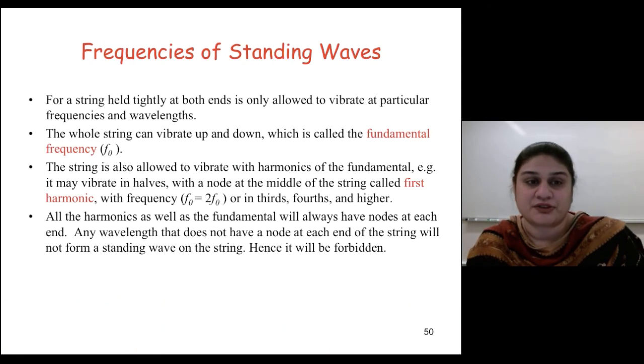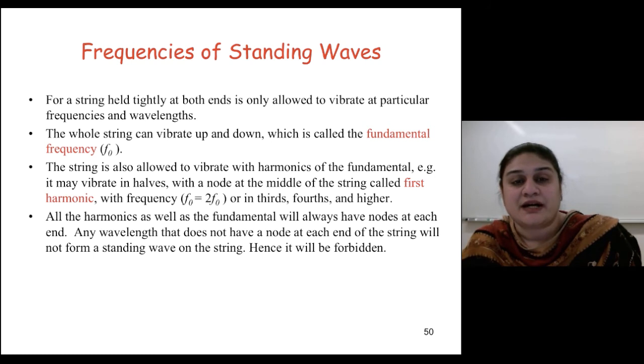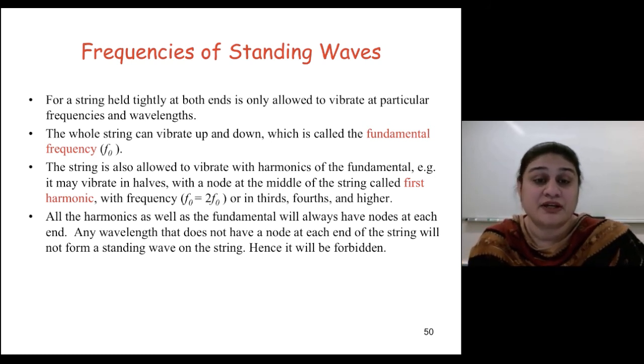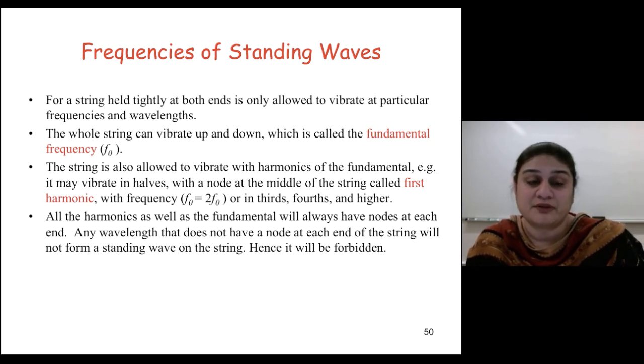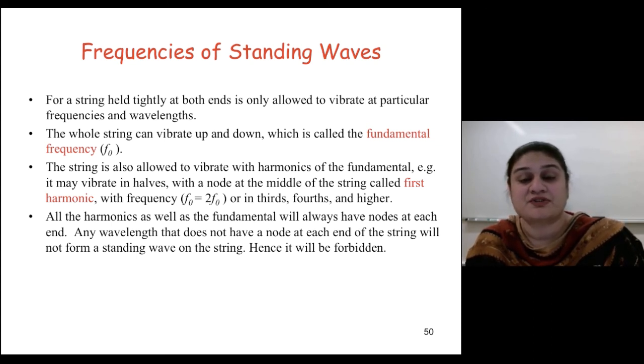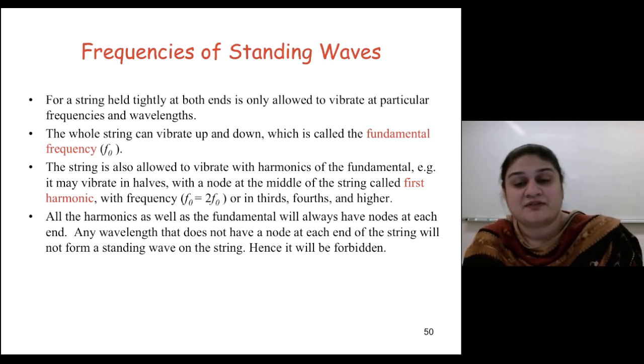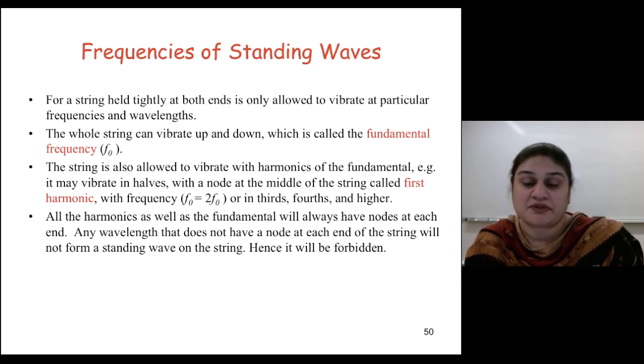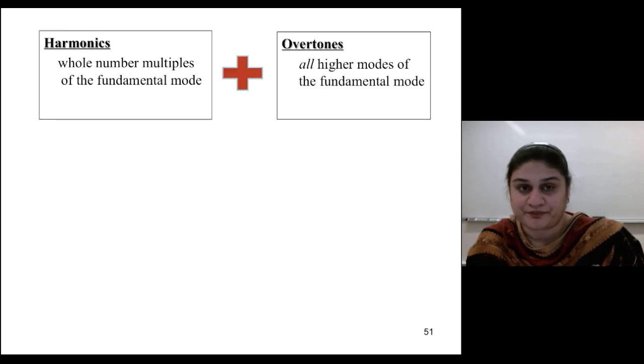Overtones, harmonics, and partials. A string held tightly at both ends is only allowed to vibrate at particular frequencies and wavelengths. The whole string can vibrate up and down, which is called the fundamental frequency. The string is also allowed to vibrate with harmonics of the fundamental. For example, it may vibrate in halves with a node at the middle of the string, called the first harmonic, with frequency equal to 2f0, or in thirds or fourths or higher. All harmonics as well as the fundamental will always have nodes at each end. Any wavelength that does not have a node at each end of the string will not form a standing wave on the string, hence it will be forbidden.